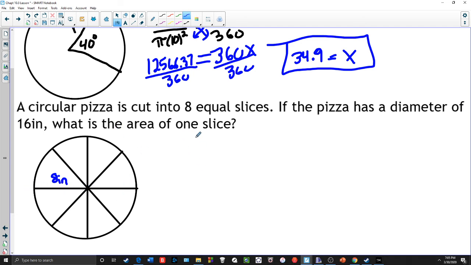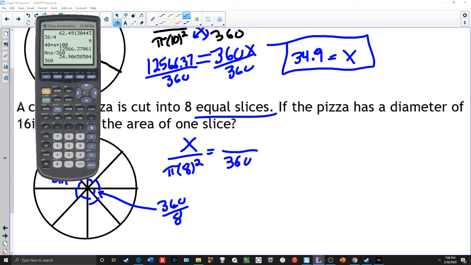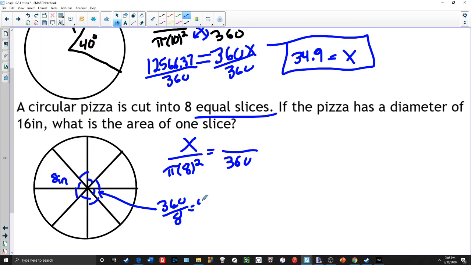Now what we're missing is the degrees, right? Because if I go to set this up, I have area of the sector, x, over pi times 8 squared is equal to 360 on bottom, but I don't have any degrees to put on top. Well, the key here is that it's 8 equal slices. So these angles should all be equal. And if I know that the full thing is 360, that means one of these angles is simply 360 divided by 8. So 360 divided by 8 is just 45. So each angle is 45 degrees, because I simply take all the degrees in the circle, divide it into 8 equal pieces, and I get 45 degrees for each slice.